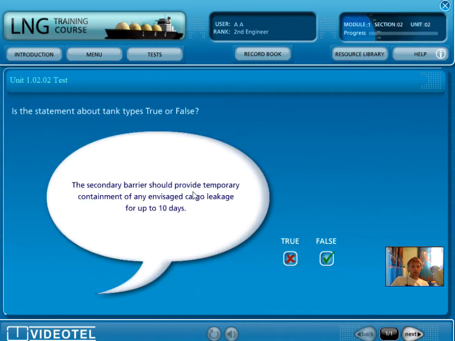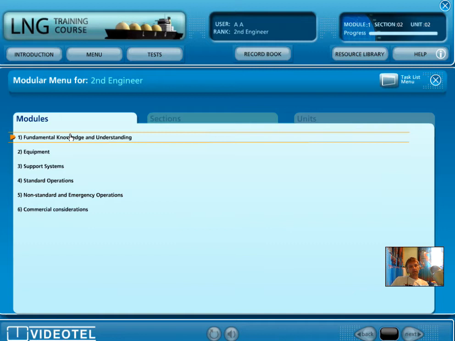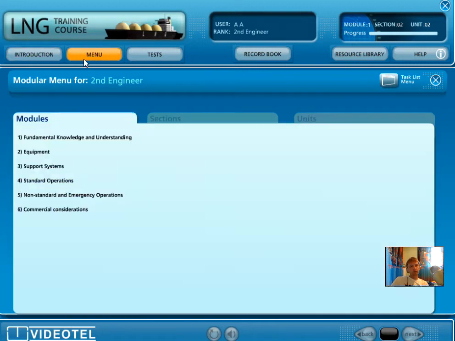The second barrier should provide temporary containment of any cargo for up to 10 days. Okay, that is false, and this is nice to see in such courses. So let's move on. Let's see which one we have finished here.